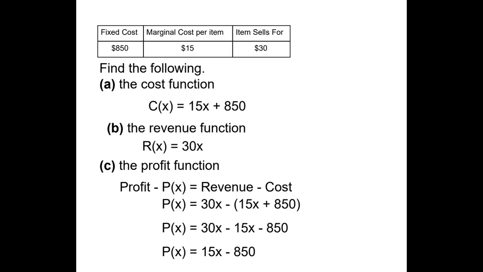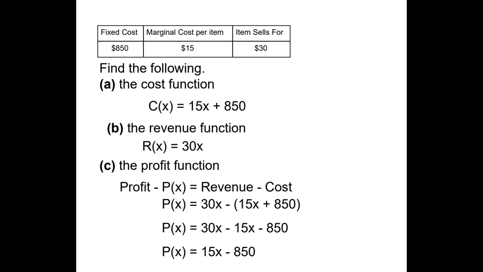So we see that we have two like terms, so we're going to combine those two. 30x minus 15x is going to give me 15x minus 850. So if we see here, the profit is also a linear function, and it's in slope-intercept form, and the profit function is given by capital letter P of x is equal to 15x minus 850.